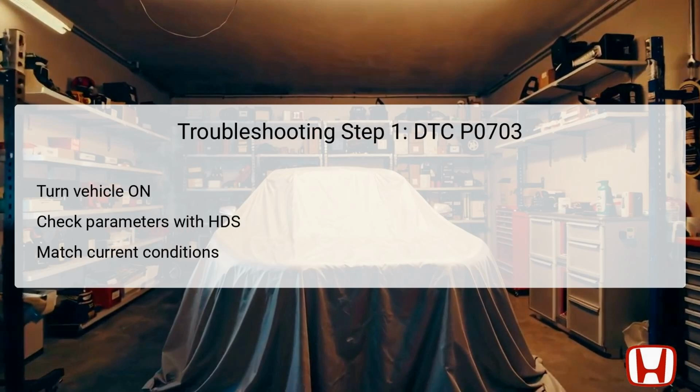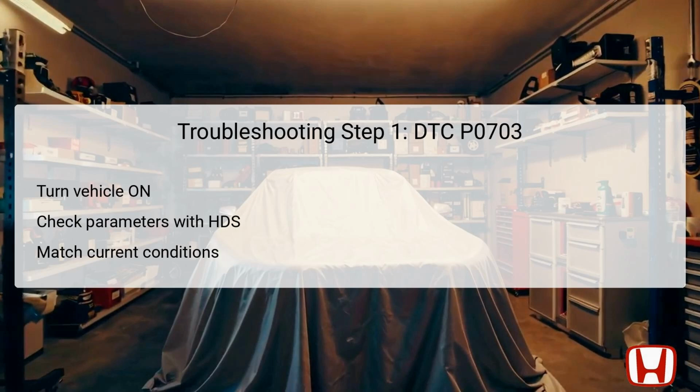Begin troubleshooting with Step 1 of diagnosing DTC P0703 by turning the vehicle to the on mode. Utilize the Honda Diagnostic System, HDS, to check the pertinent parameters without pressing the brake pedal. The focus should be on ensuring that the signal conditions match the established thresholds, specifically observing parameters like cruise brake/idle and stop/SW. It is essential to carefully note the values displayed during this evaluation.